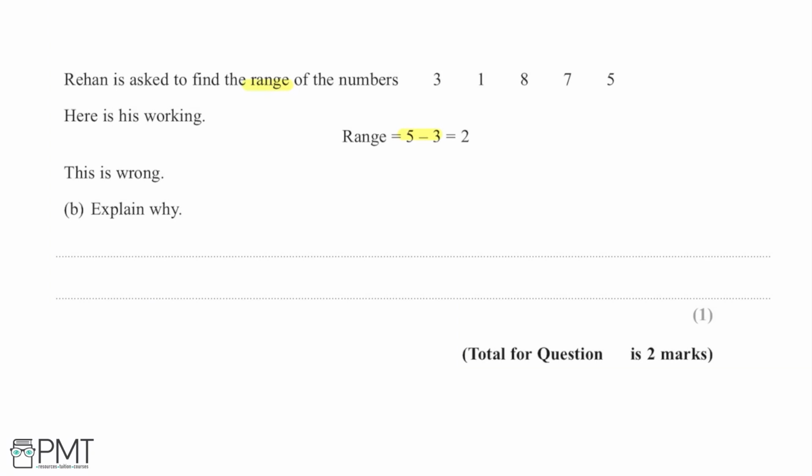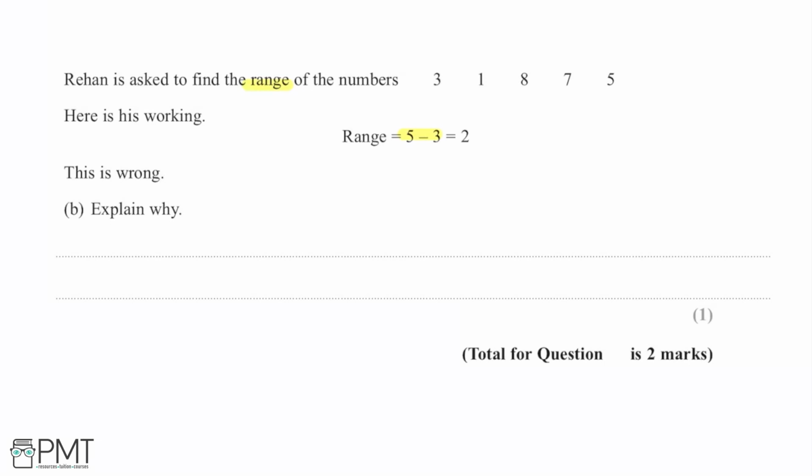However, this is not what he has done in the question. He's done the difference between the last and first numbers, which aren't necessarily the biggest and smallest because this list is not in order. So the largest number that we have here is actually 8, and the smallest is 1. So those are the numbers we are supposed to find the difference between.